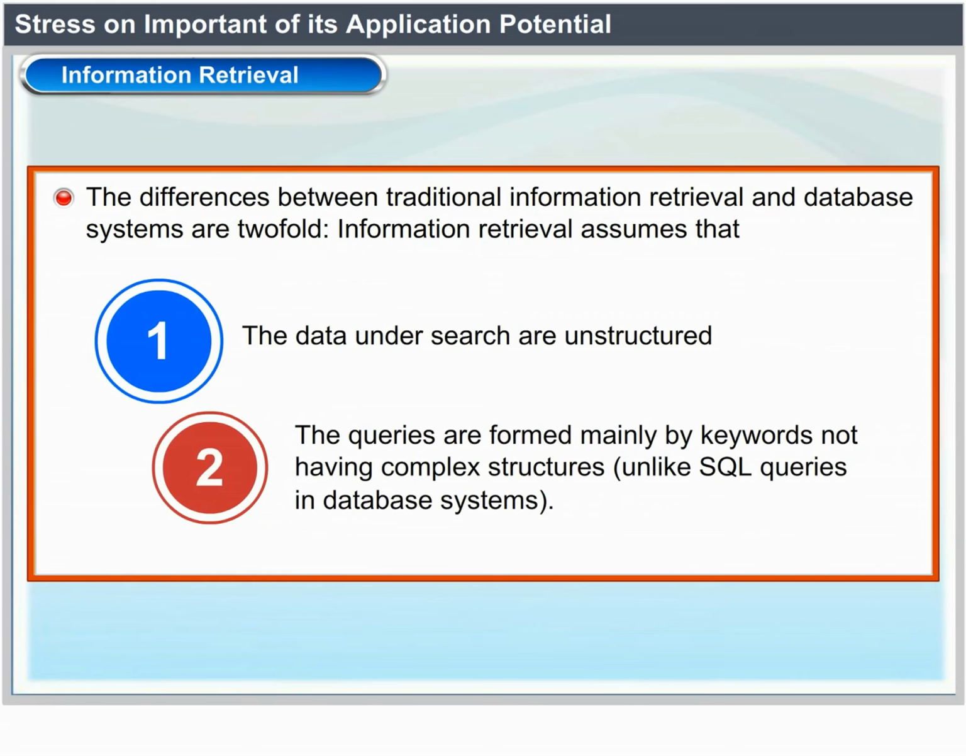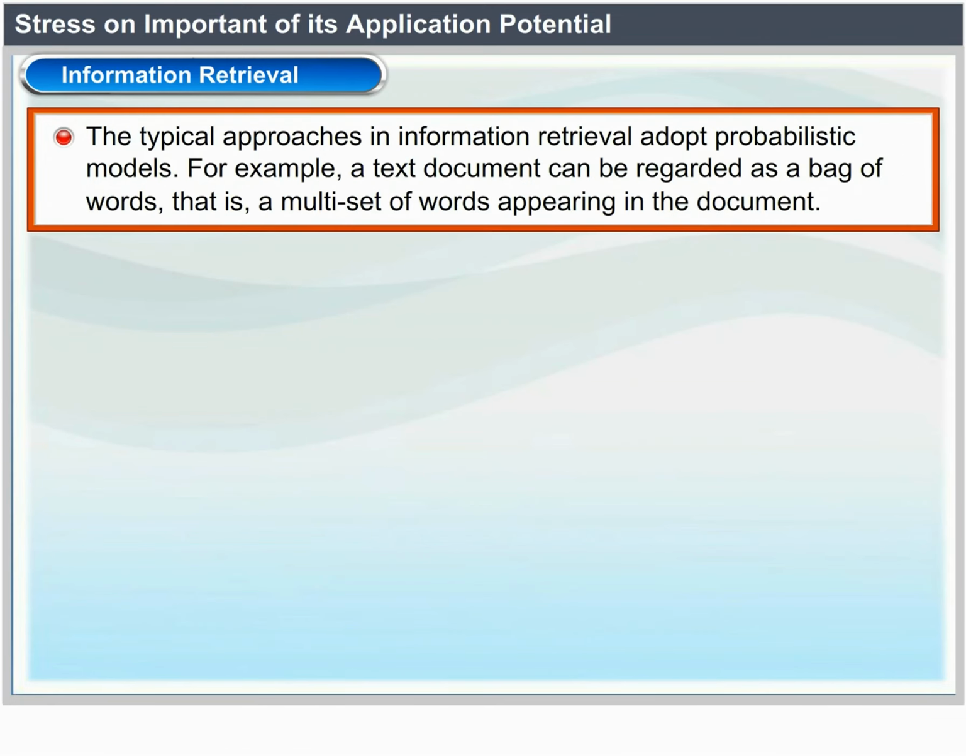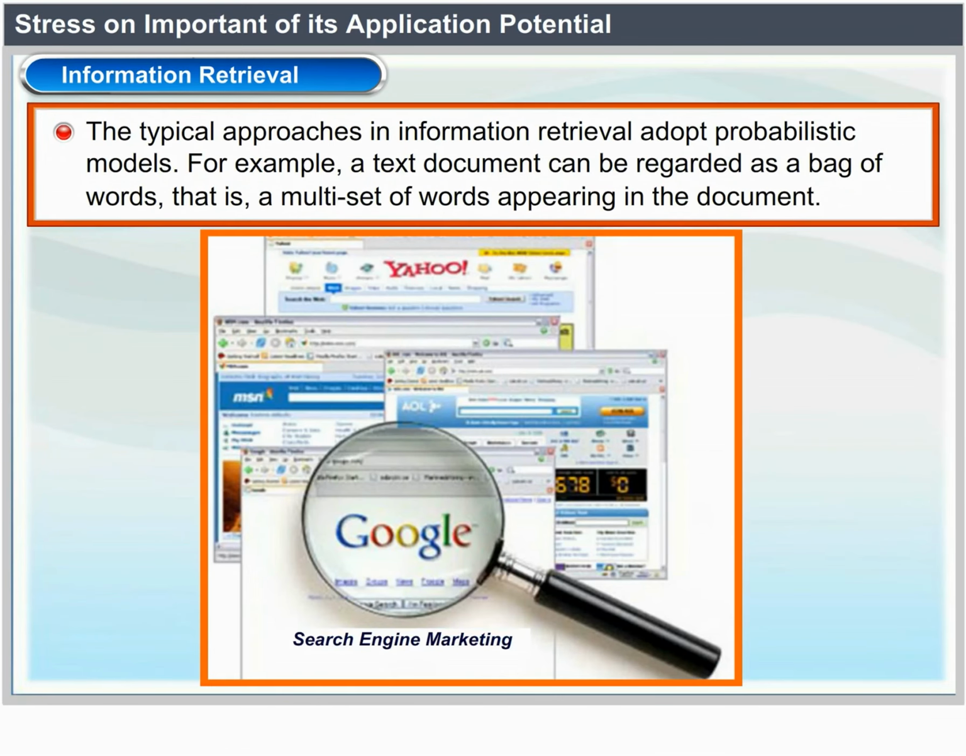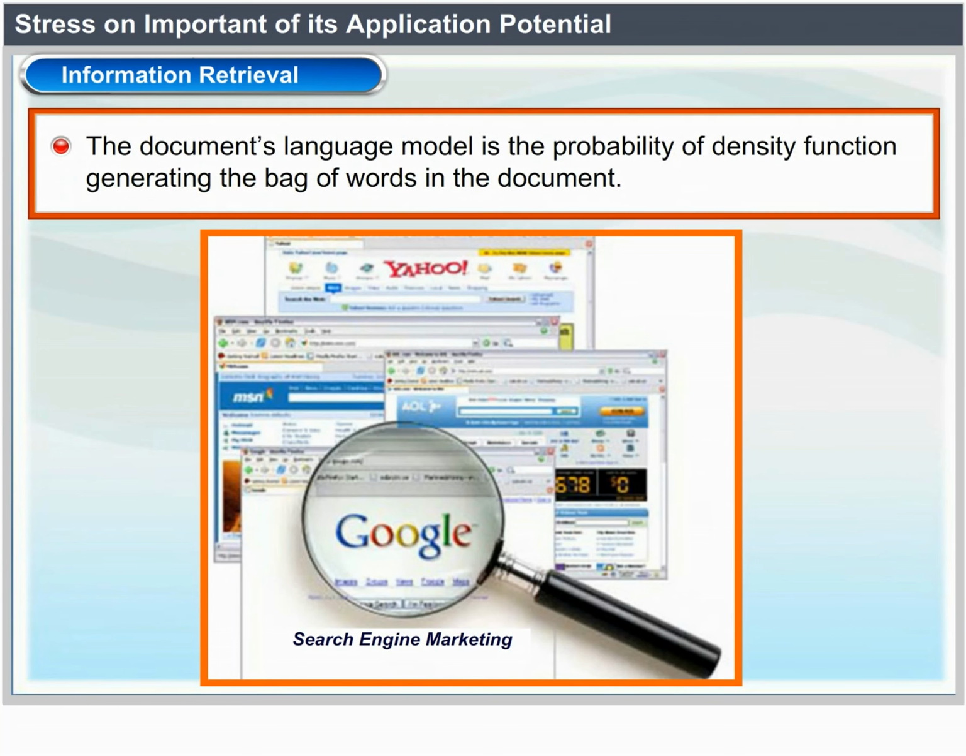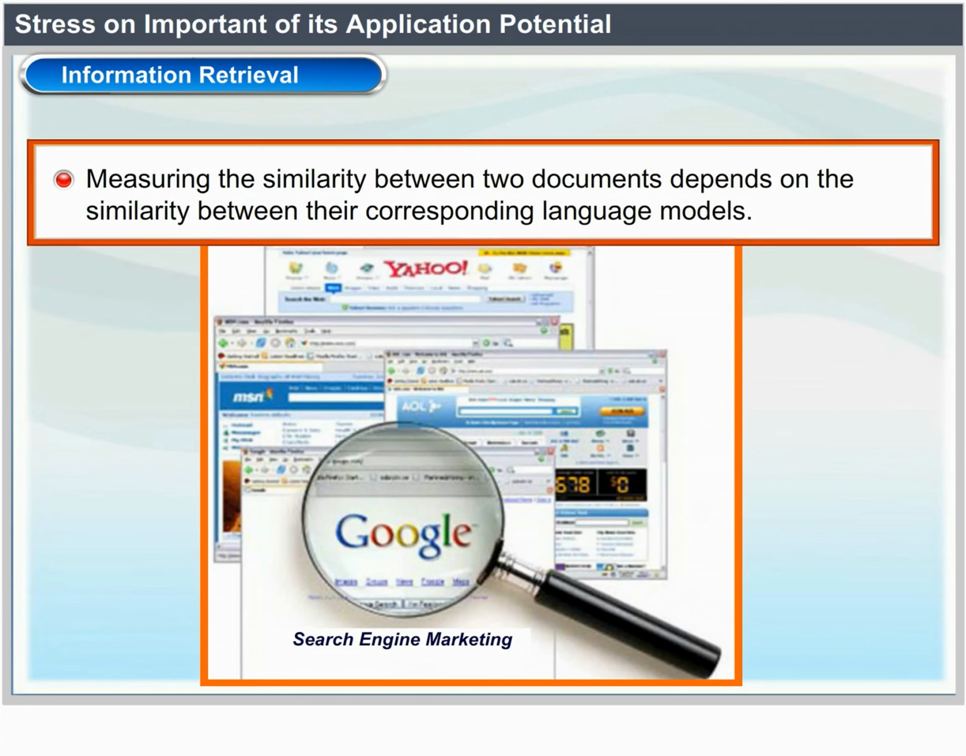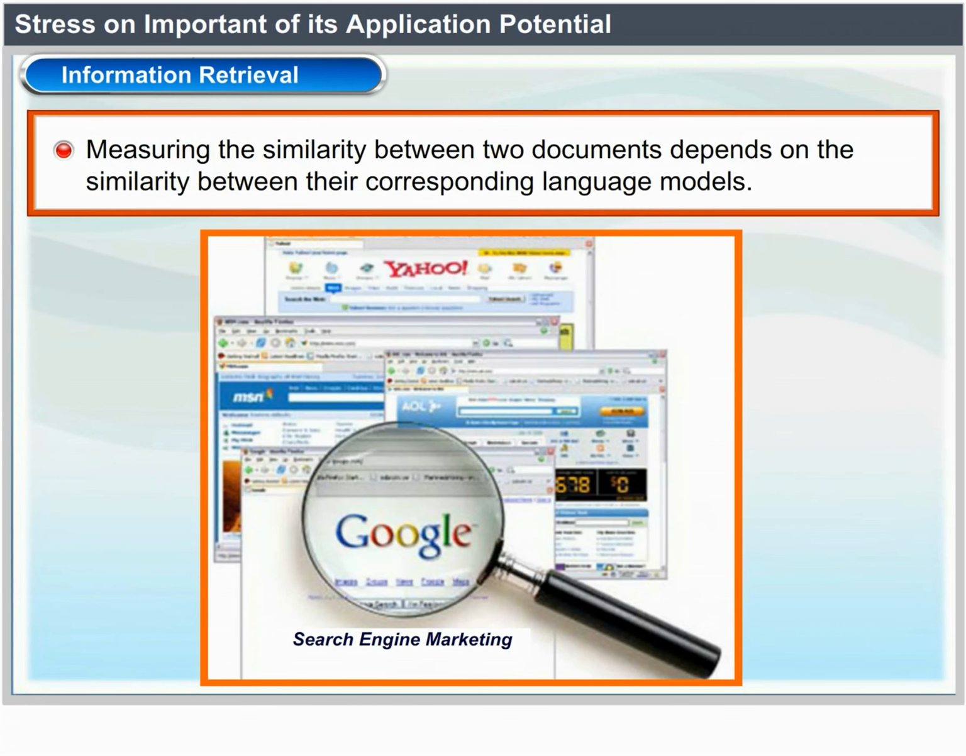The typical approaches in information retrieval adopt probabilistic models. For example, a text document can be regarded as a bag of words, that is, a multi-set of words appearing in the document. The document's language model is the probability density function that generates the bag of words in the document. The similarity between two documents can be measured by the similarity between their corresponding language models.